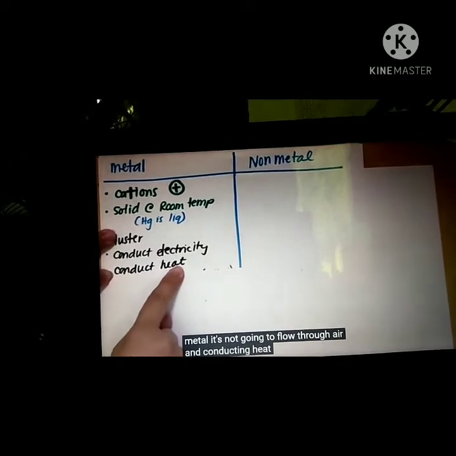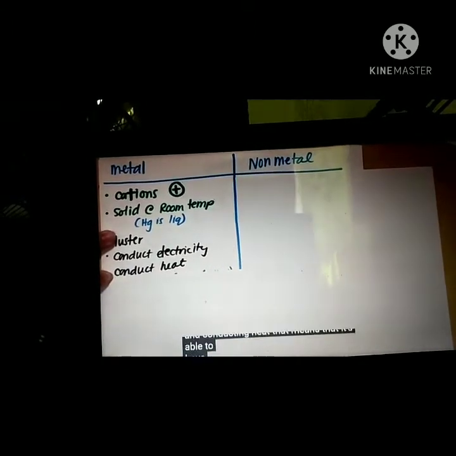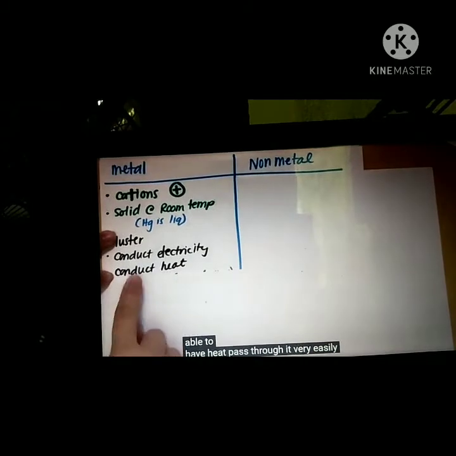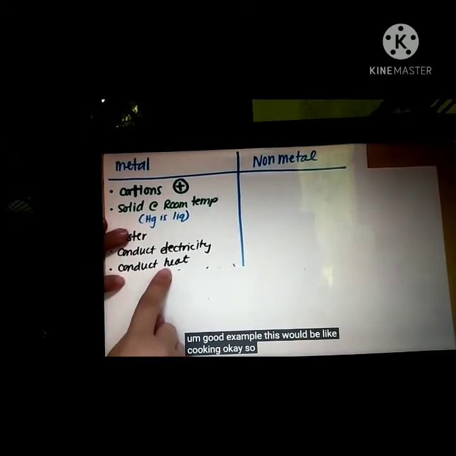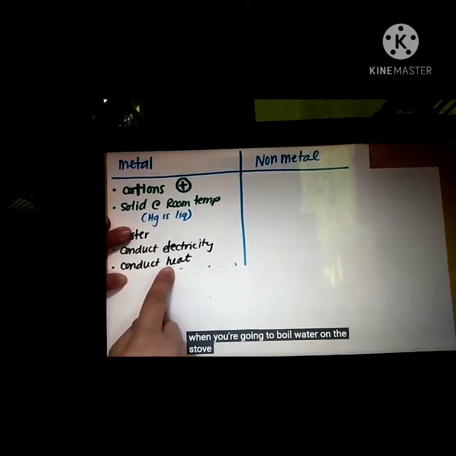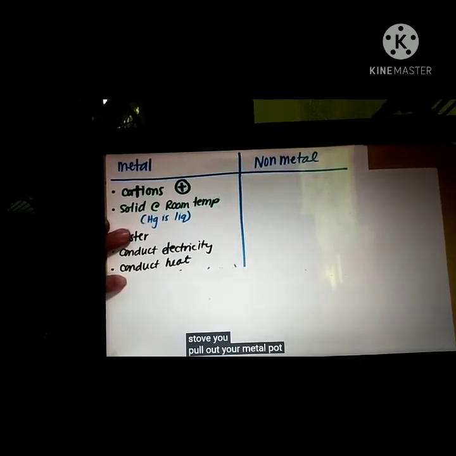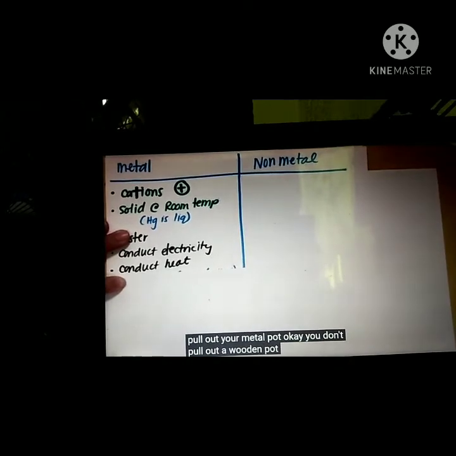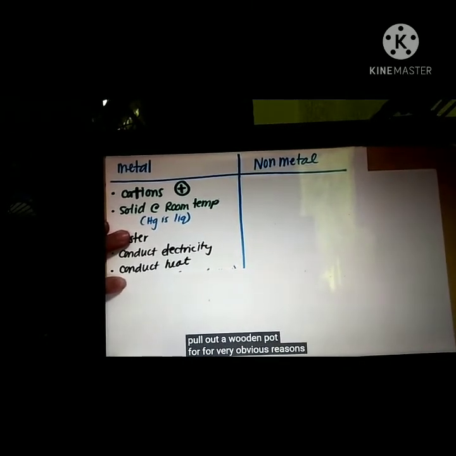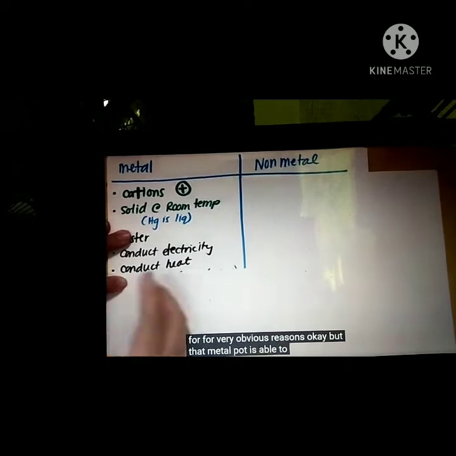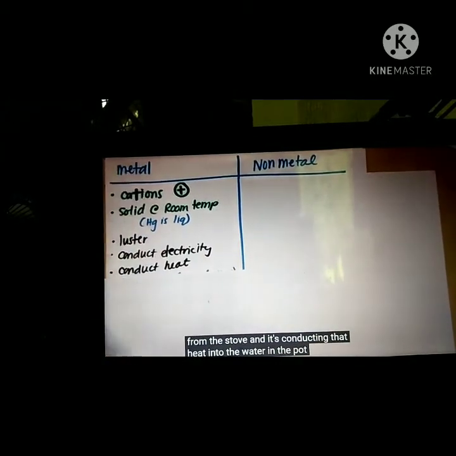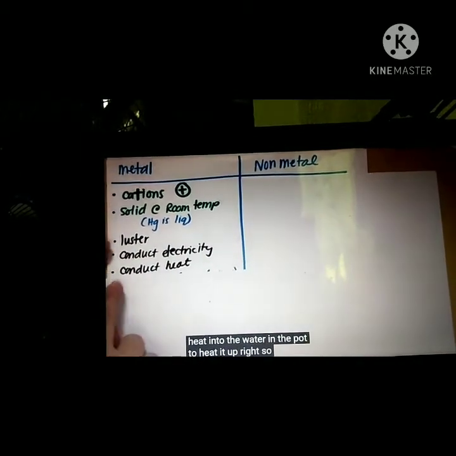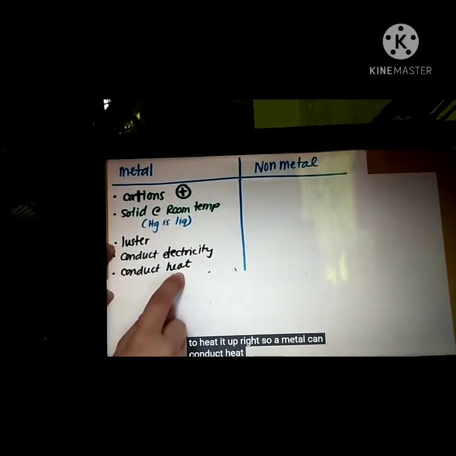And conducting heat, that means that it's able to have heat pass through it very easily. Okay, so a good example of this would be cooking. When you're going to boil water on the stove, you pull out your metal pot, okay? You don't pull out a wooden pot. For very obvious reasons, okay? But that metal pot is able to conduct heat very well. So it's taking the heat from the stove and conducting that heat into the water in the pot to heat it up, right? So that metal can conduct heat.